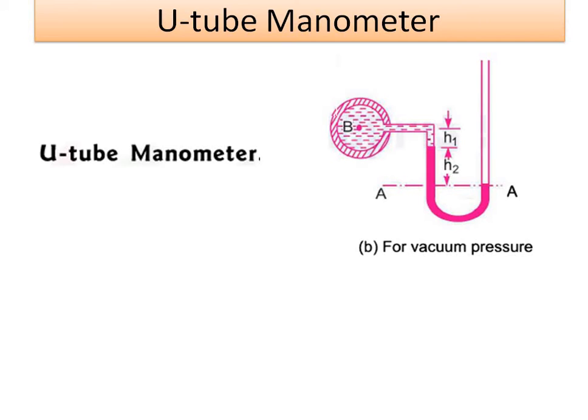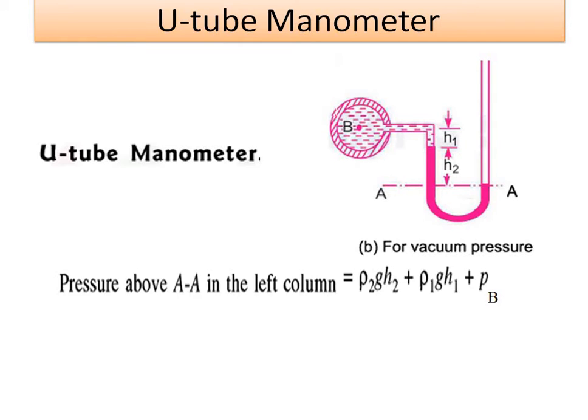Now we're going to go for the second category of consideration, that is, vacuum pressure. Suppose container B has vacuum pressure. Then due to the vacuum, the mercury level in the right limb will decrease instead of increasing due to pressure, and mercury tries to shift towards the container. Let H2 be the total shift of mercury towards the container, and H1 be the height of fluid inside the container, and B be the point where we want to measure the pressure.